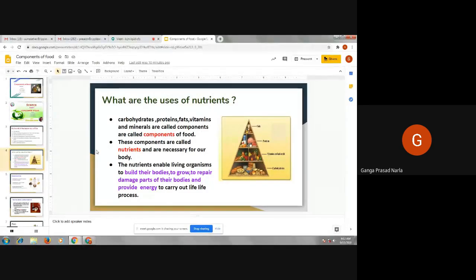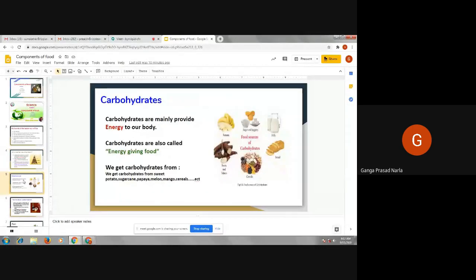First, carbohydrates. We already discussed, what are the nutrients of food? Carbohydrates, proteins, fats, vitamins, minerals. So what is the first nutrient? Carbohydrates. Carbohydrate is one type of nutrient which is present in the food. What is the use of carbohydrates? Carbohydrates mainly provide energy to our body.